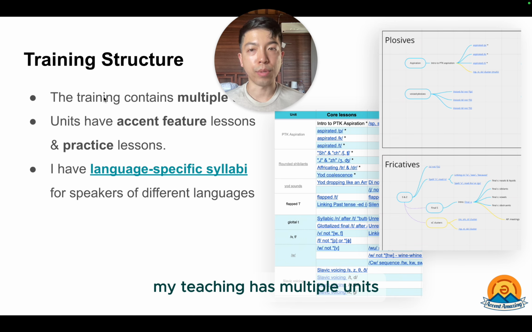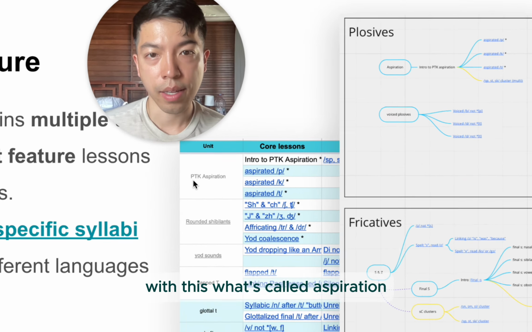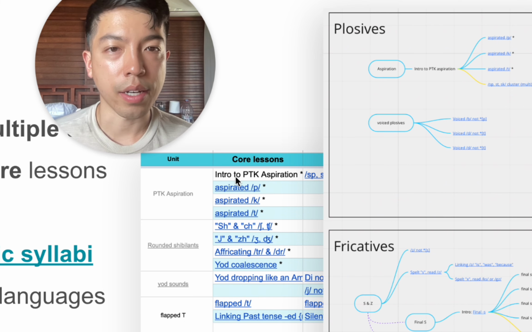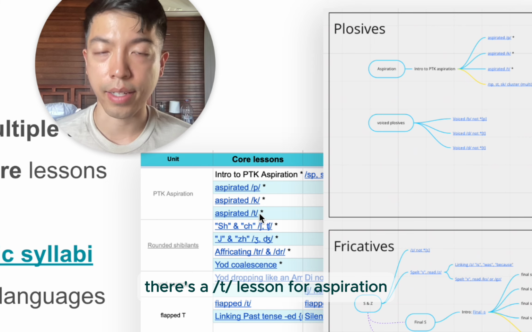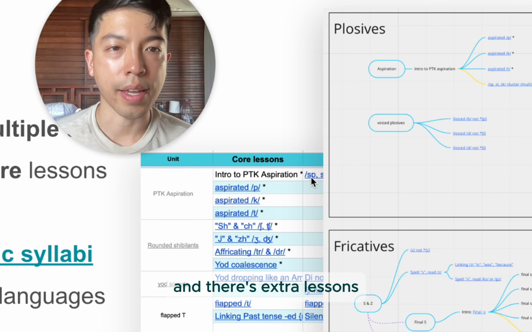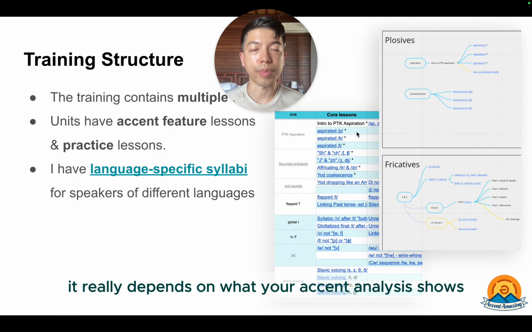My teaching has multiple units, usually with related lessons. So for example, with what's called aspiration, there's an intro lesson, there's a p lesson, there's a k lesson, there's a t lesson for aspiration, and there's extra lessons. We don't have to do all of these. It really depends on what your accent analysis shows.